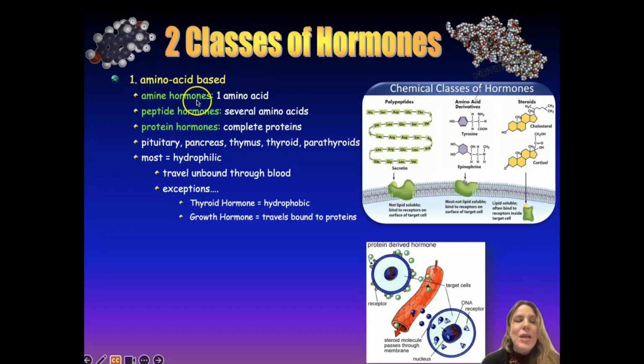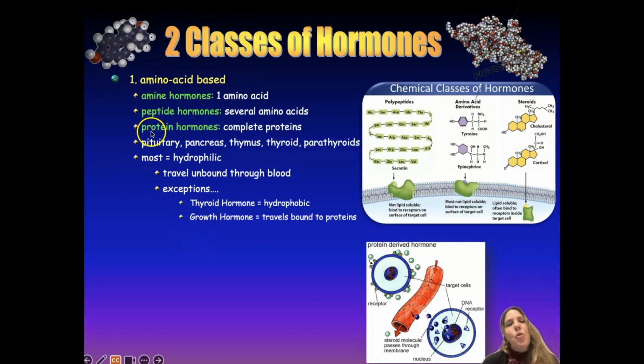So we have amine hormones, where the whole hormone is just one little amino acid, one of those 20 amino acids. Some are peptide hormones, where several of these amino acids are put together. And then you have hormones that are complete proteins. So these are called protein hormones. So we have amine, one amino acid; peptides, several amino acids; and proteins, which are just enough amino acids that the entire protein is intact.